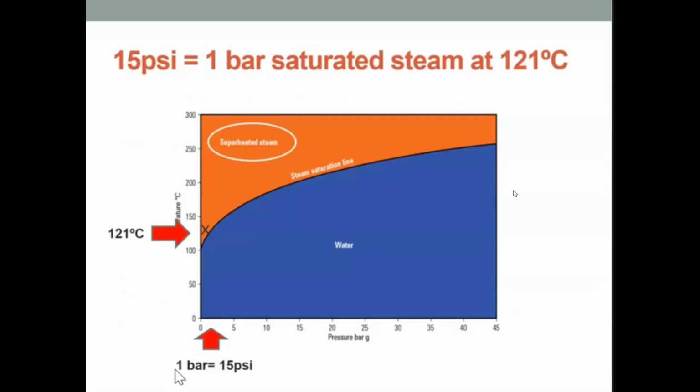So when we look at this diagram, you can see the area in blue is our water, and the area in orange is where we've got superheated steam, and the line between the two is where our steam saturation line is. So if we look at 1 bar of pressure, which is equal to 15 psi, that's giving us a temperature where our steam saturation is at 121 degrees, and that's where that number comes from.